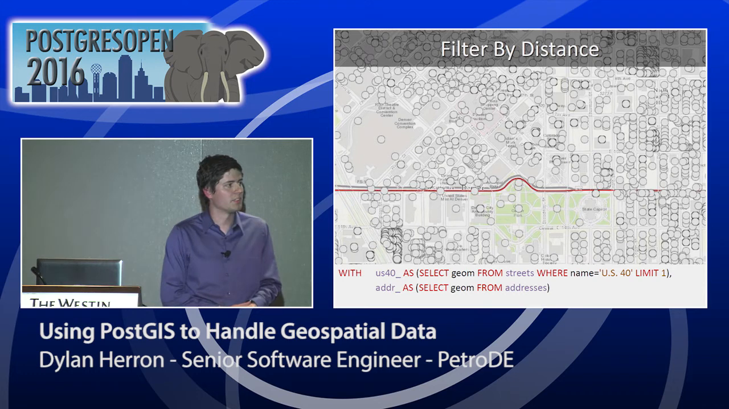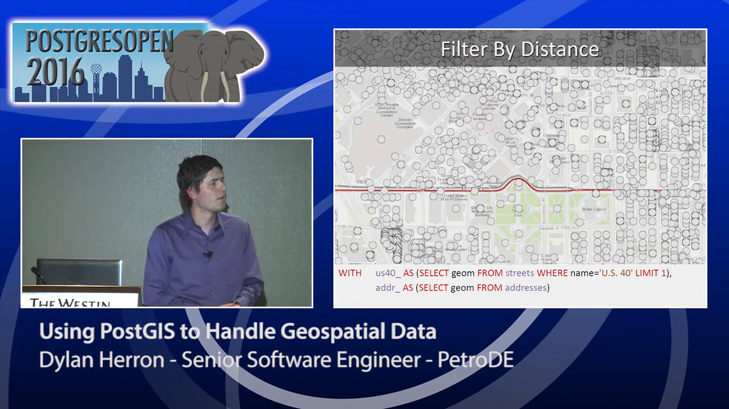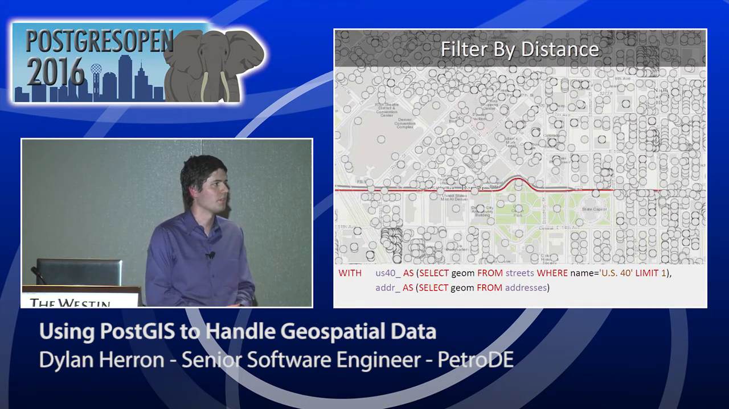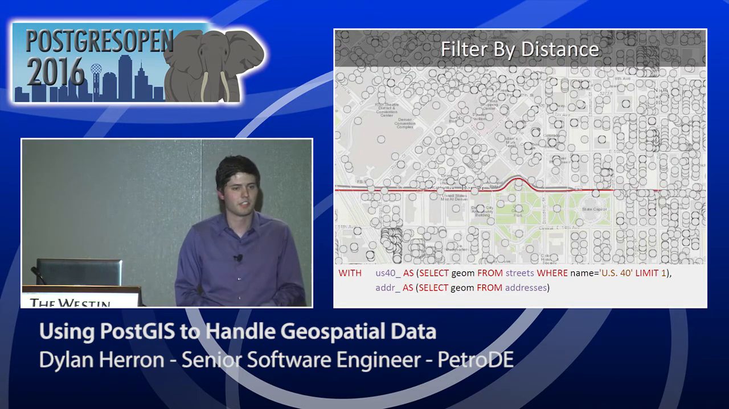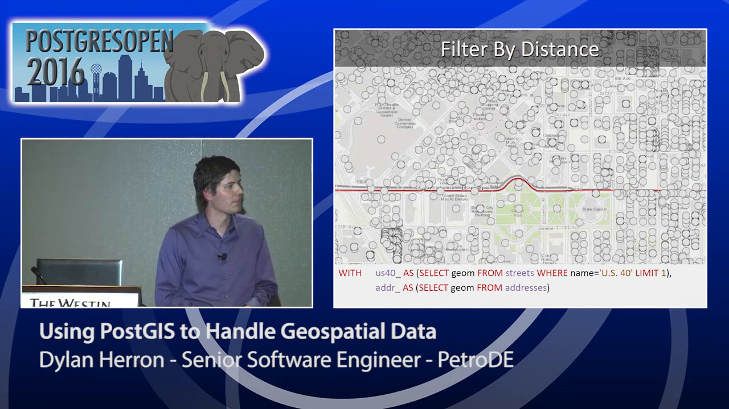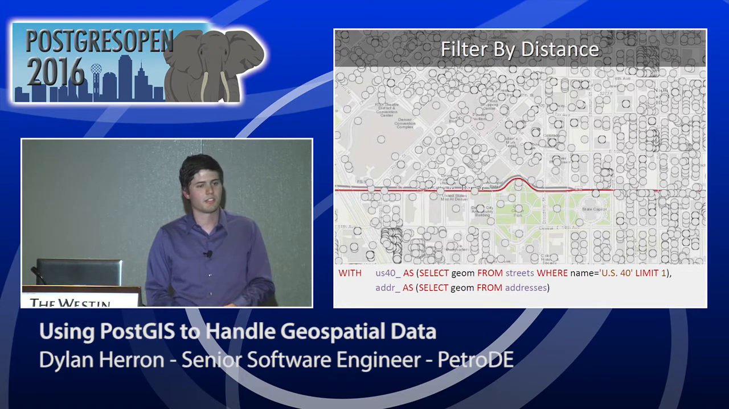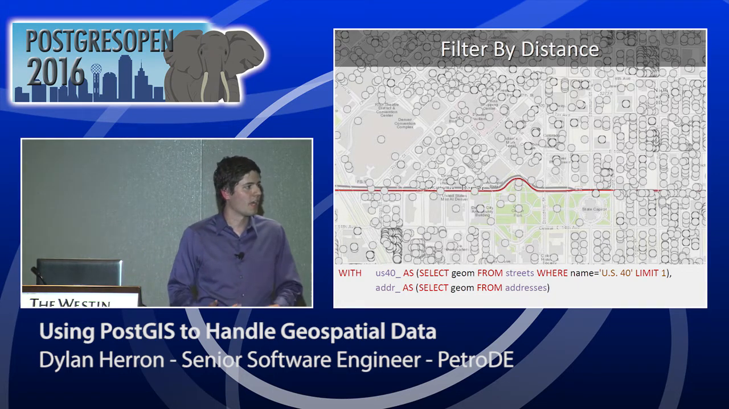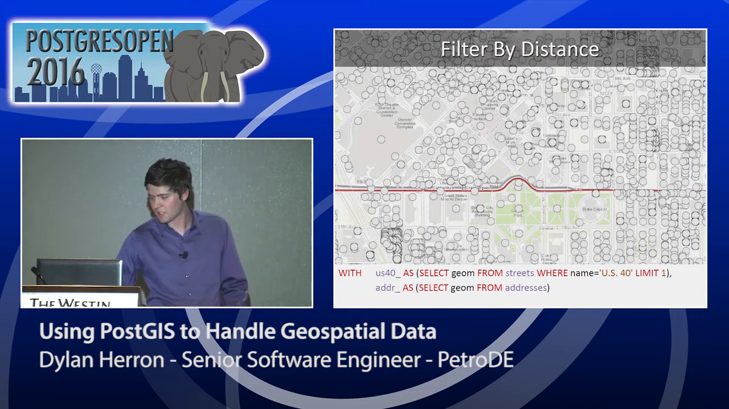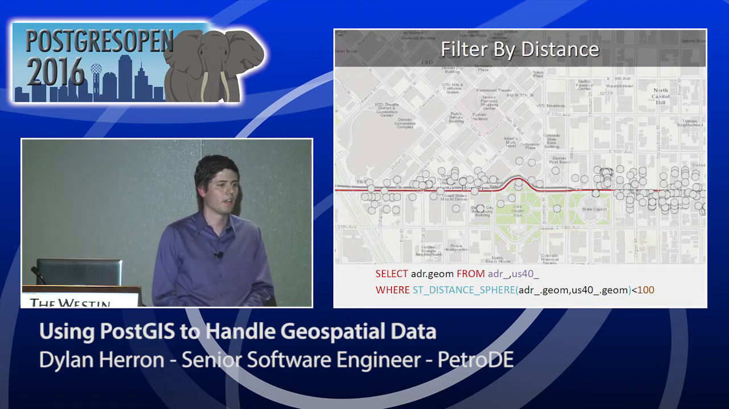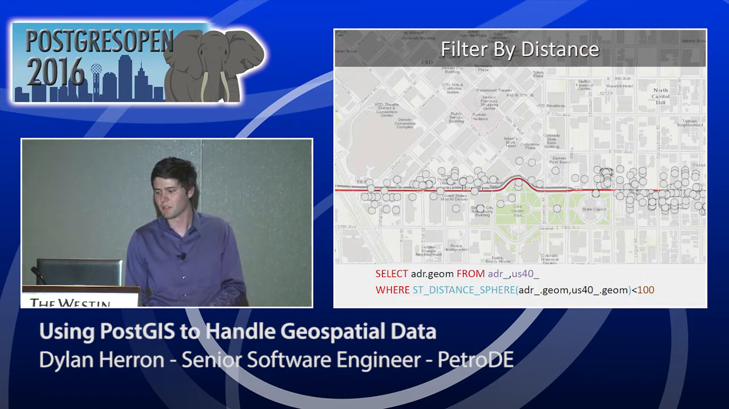Another thing you could do is it's not just limited to finding the distance between 2 points. You can also do it between a point and a line or other types of geometries. So that's what this is showing here. If you're trying to find all the addresses that are within 100 meters of a road, you could bring in your 2 data sets of streets and addresses, limit it to the street that you're interested in, and then use distance sphere to find the distance between the point and the line, and then limit it to things that are within 100 meters.